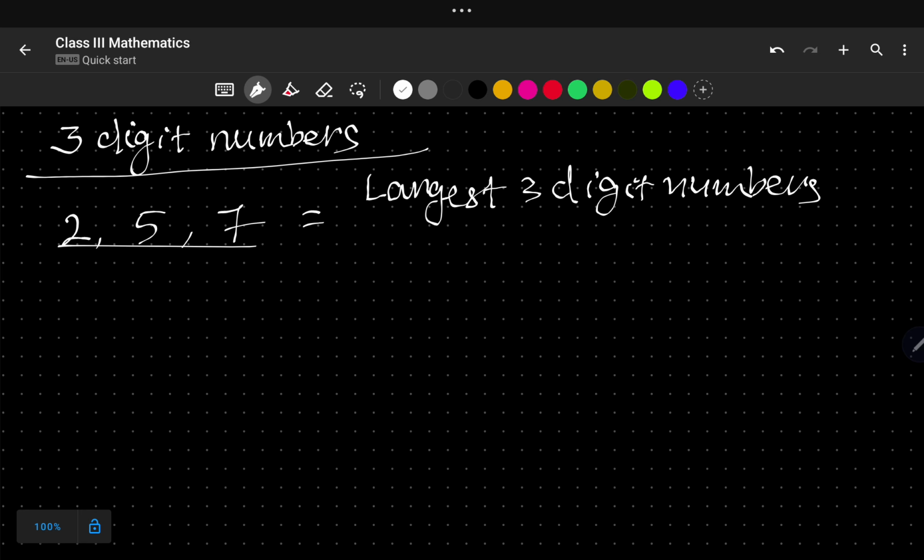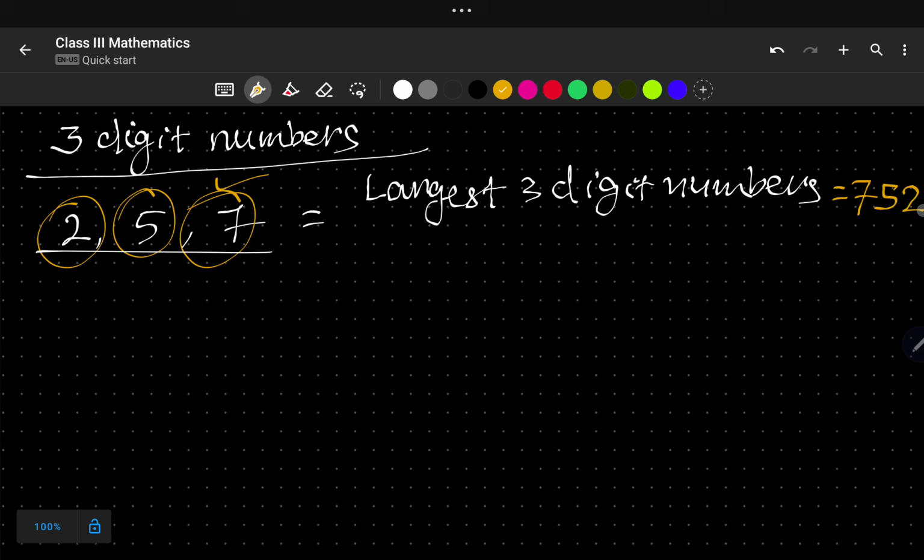Here you can see there are three numbers. One is 2, another one is 5, another one is 7. To find the largest three-digit number, we have to take the largest number out of all three. Here 7 is the largest one. So we will write 7 here. After that 5 is there. After that 2 is there. So you can see 752. This is the largest three-digit number out of these three numbers.